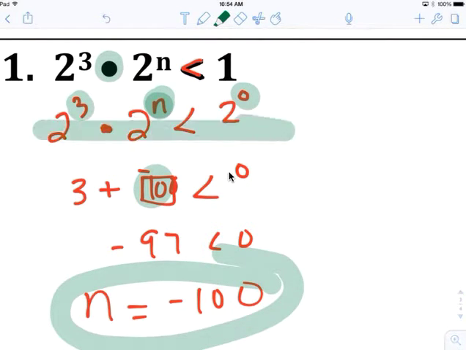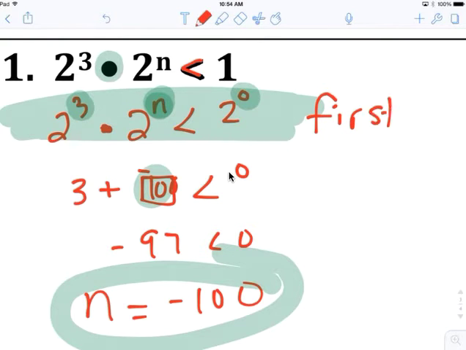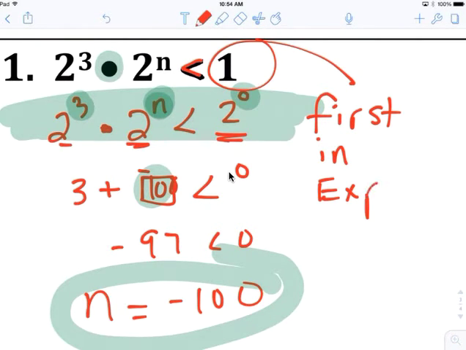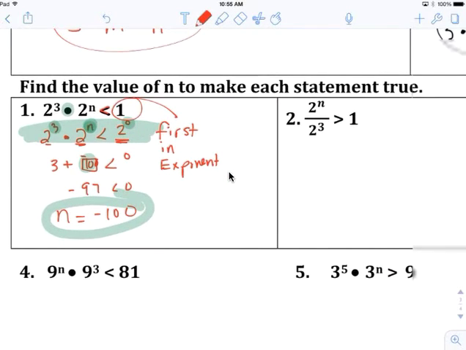You first need to write it in exponent. That's the key. First, write this answer using the same base in exponents. Okay? I hope that helps you if you get stuck with it.